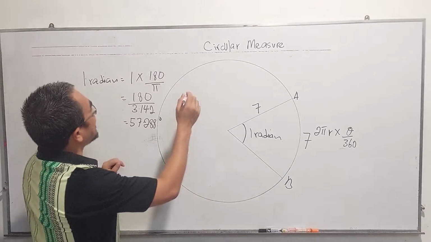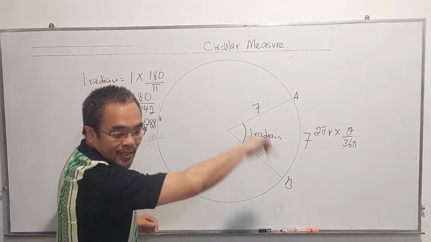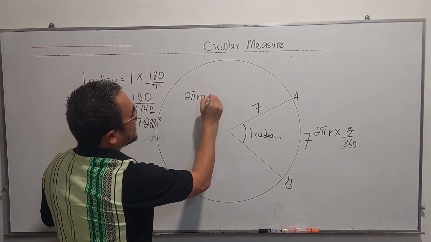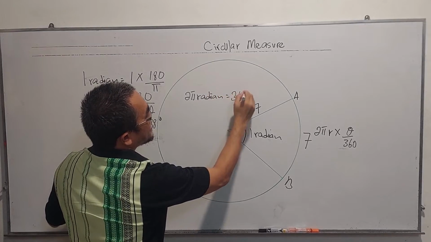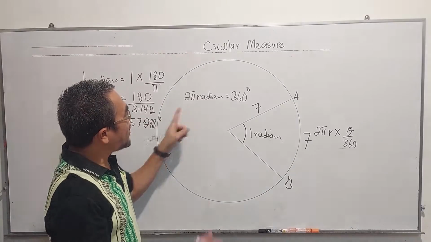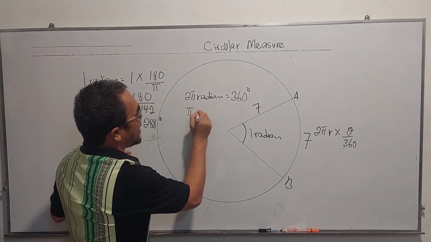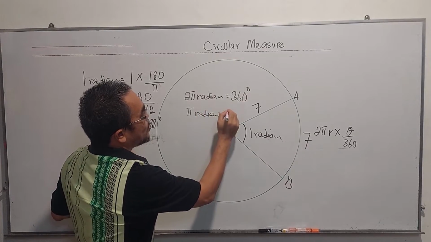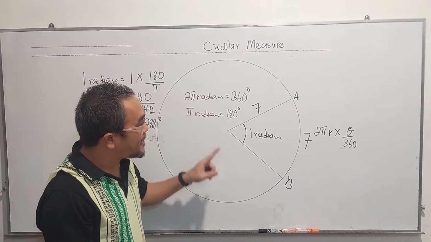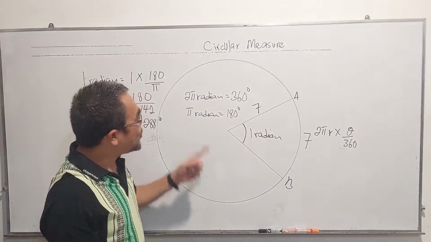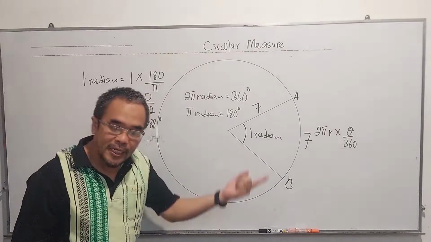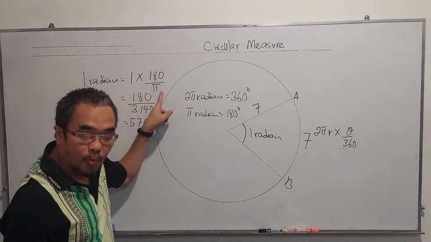So what you have to understand also is that the whole circle is 2 pi radian, which is 360 degrees. Okay, 2 pi. So when you divide by 2, you get pi radian is 180 degrees. Okay, so this is 3.142 radian will be half of a circle. So in order to change from radian to degrees, you multiply by 180 over pi.